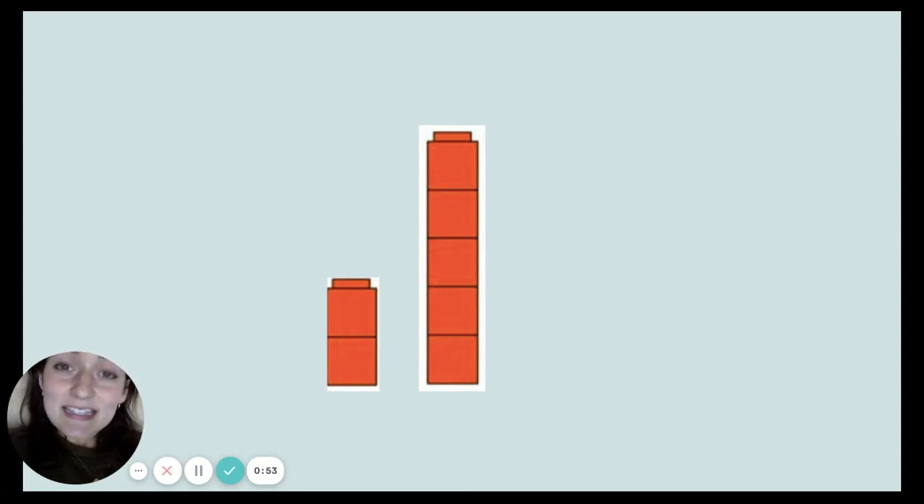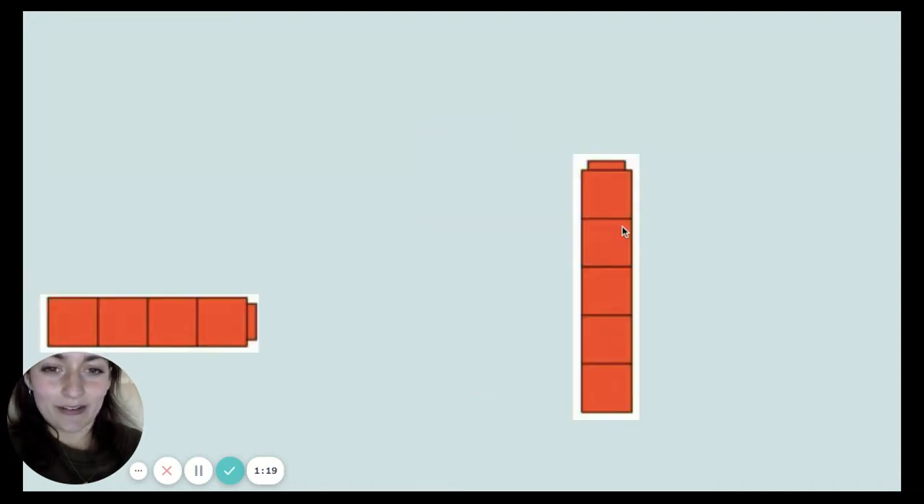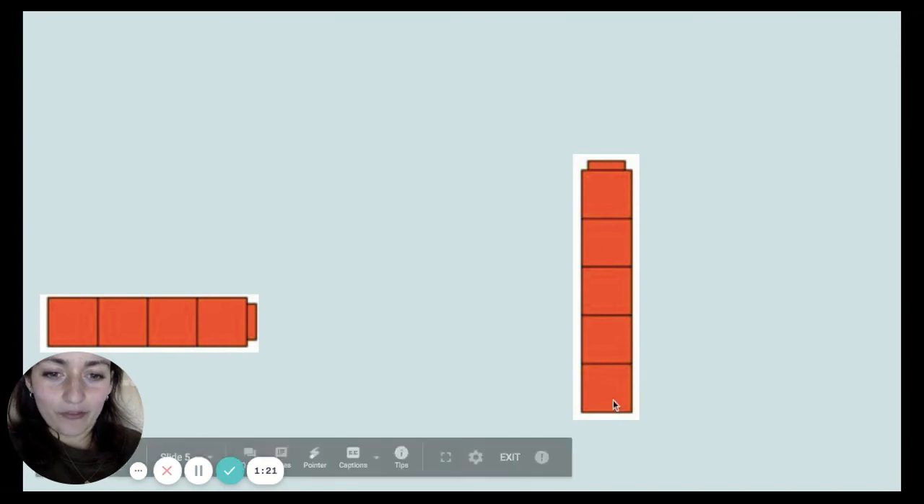Yeah. Now, this is how we would say this sentence. My 2 is shorter than my 5. Now, today, instead of saying taller, we're going to use the word longer. So we could say, my 5 is longer than my 2. So my 2 is shorter than my 5, and my 5 is longer than my 2. Let's try another one. I have 1, 2, 3, 4, 5, and 1, 2, 3, 4.